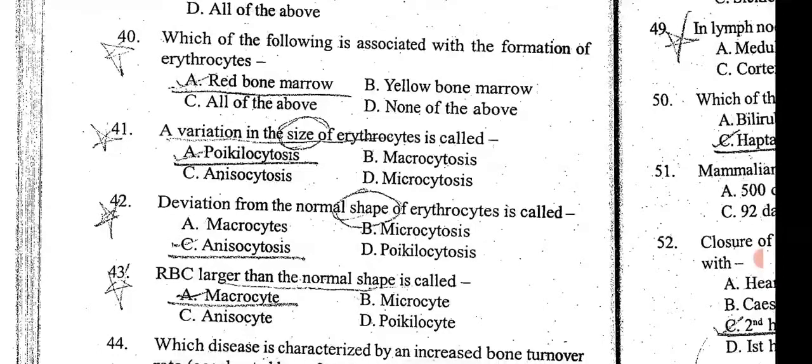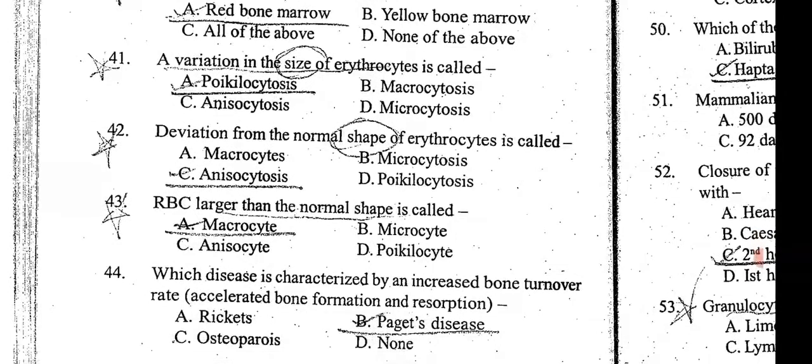Which of the following is associated with formation of erythrocytes? Red bone marrow is associated with the formation of red blood cells, as the red blood cells are formed in bone marrow, and the functional bone marrow or the active bone marrow, the bone marrow that is making the red blood cells, its color is dark red. So the reddish dark bone marrow is associated with the formation of erythrocytes.